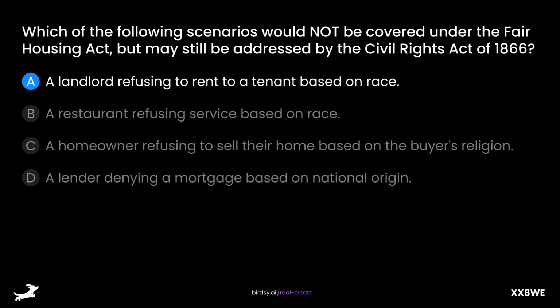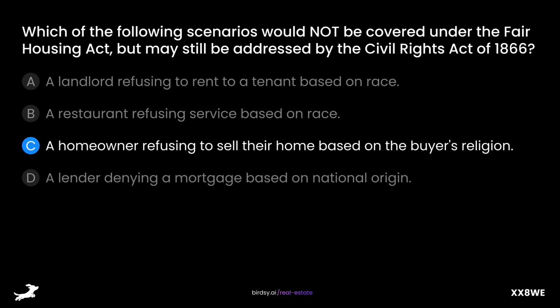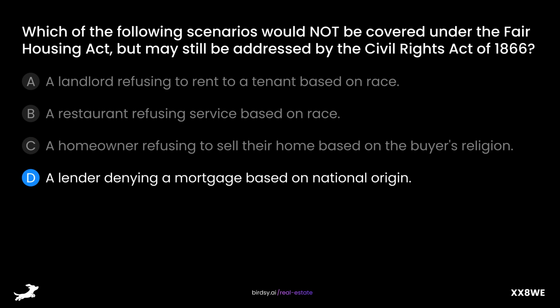Is it A, a landlord refusing to rent to a tenant based on race? B, a restaurant refusing service based on race? C, a homeowner refusing to sell their home based on the buyer's religion? Or D, a lender denying a mortgage based on national origin? The answer is B, a restaurant refusing service based on race.